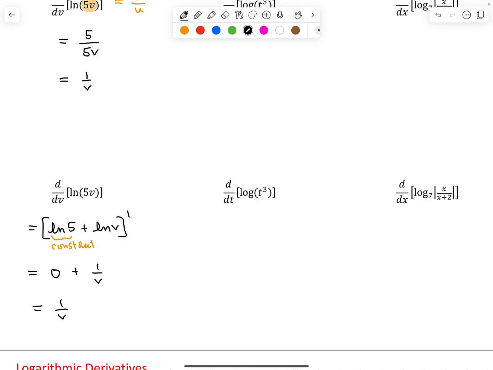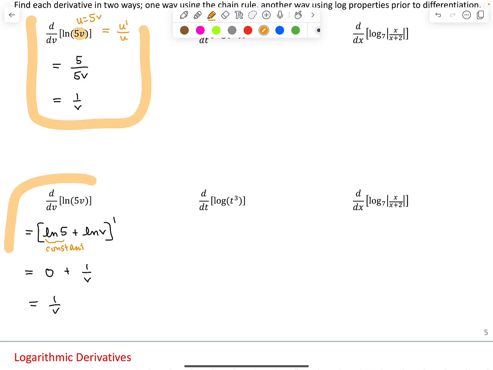And you can see why the derivative of natural log 5v is the same thing as the derivative of just natural log v. The chain rule approach and the log property approach confirm we get the same result.